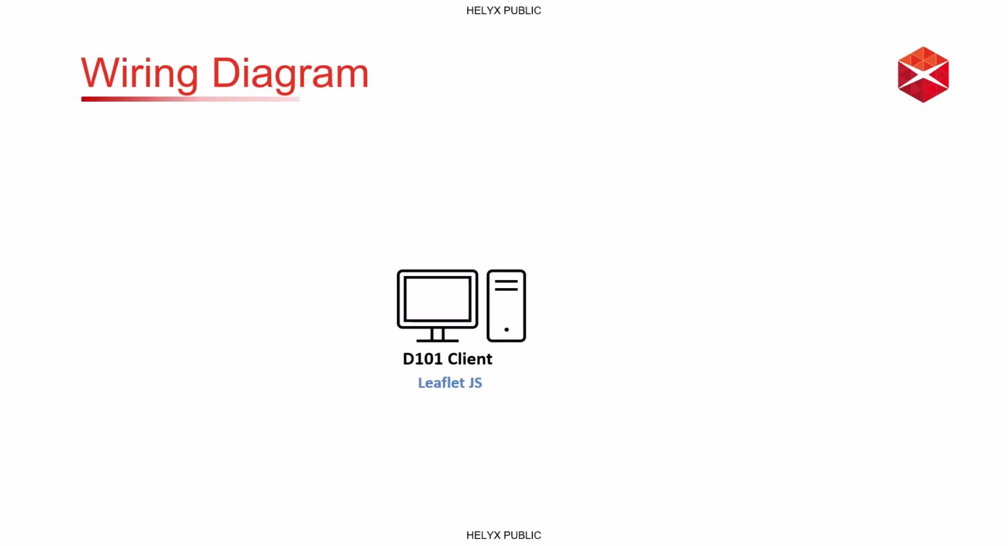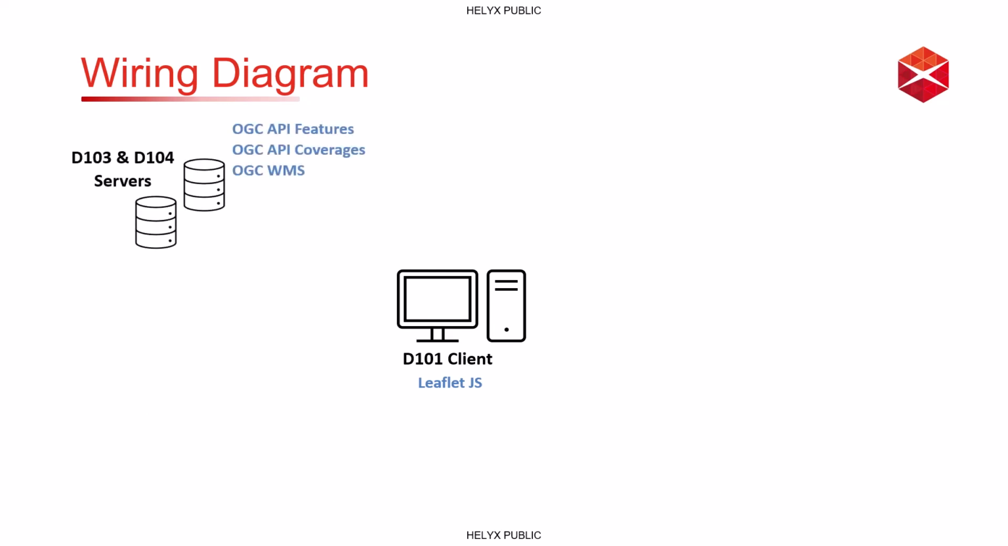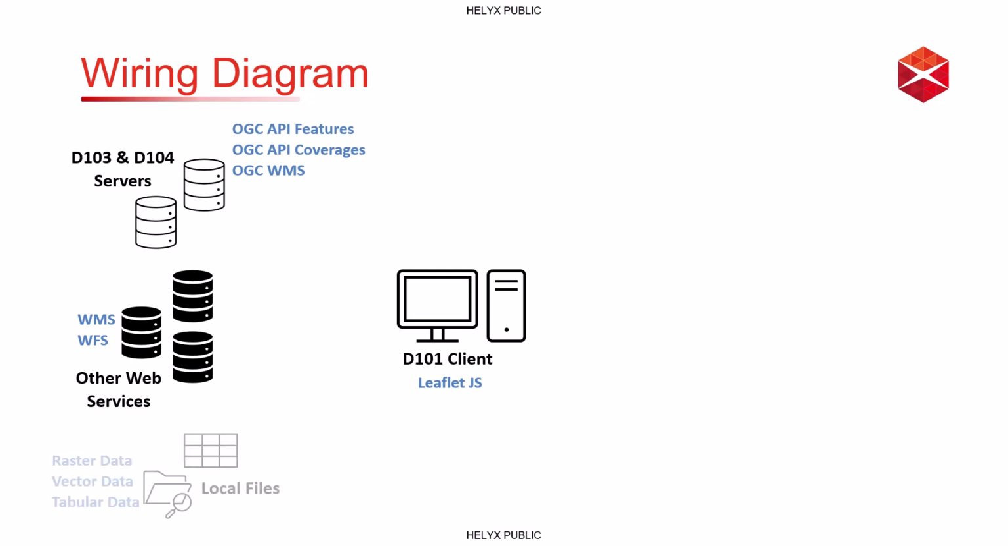During this phase of the FMSDI pilot, the D101 client is connected to two servers from other participants, D103 and D104, which serve a number of datasets in OGC standards. The client is also connected to a number of other freely and readily available web services that are found online, serving data as WMS and WFS. Other datasets were also used that were not hosted as web services. These were downloaded and stored locally.